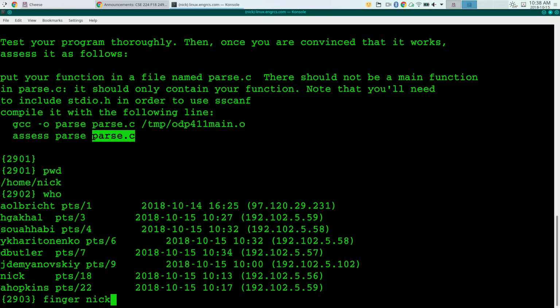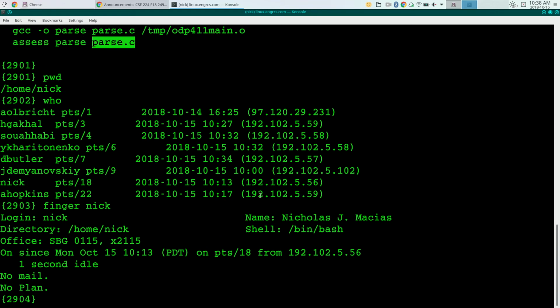Finger gives you details on a user. So if I say finger Nick, it tells me my login, my full name, the shell I'm using, my directory. This one has my office and my phone number, when I logged in, and how long I've been sitting around not doing anything. And if I have mail, it'll tell me that I've got unread mail.